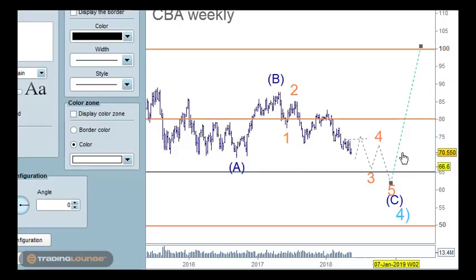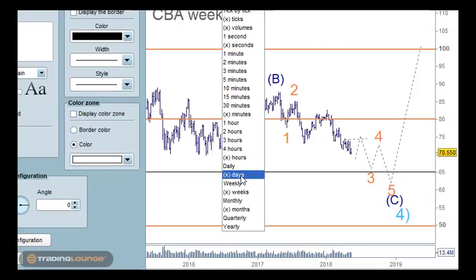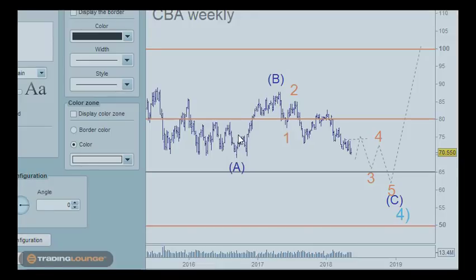And while this is going on here in 5 waves, we'll see that ABC correction in BHP, RIO, VALE, and so on, and iron ore hitting the 500 or just above it, and then dropping from that point. So that's a possibility of the way that I see it so far. So just while we're in this, I'm just going to save this here. That will save us coming back over that.